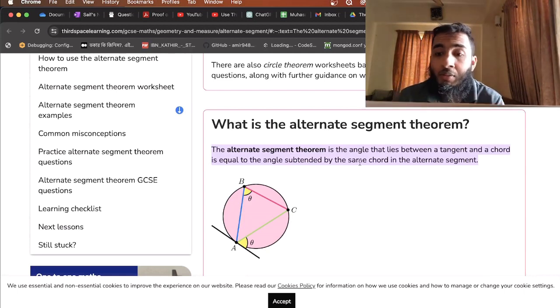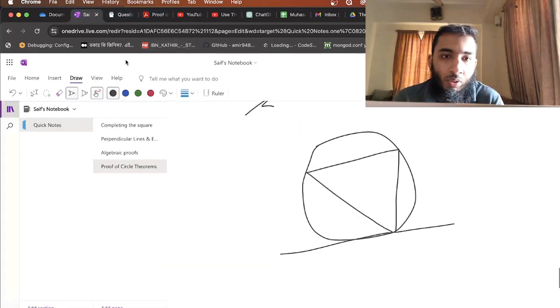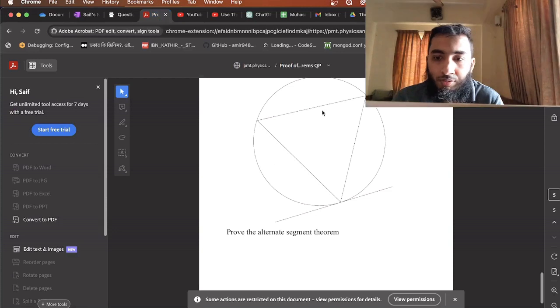The alternate segment theorem says the angle that lies between a tangent and a chord, here the tangent and the chord AC, is equal to the angle subtended by this chord at any point, let's say point B, which is theta. You have to prove that this angle theta is the same as this angle. So this is the alternate segment theorem. I did a rough drawing of this in a notepad.